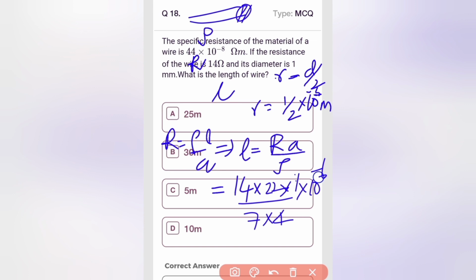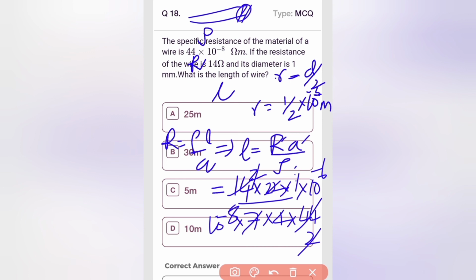So area of cross section we have done. And what is rho? Rho is 44. So 44 into 10 to the power minus 8. Now 44 and 22 get cancelled, 2 here, and 7 and 14 get cancelled, 2 here, 2 and 2 get cancelled, and we have 1 by 4.